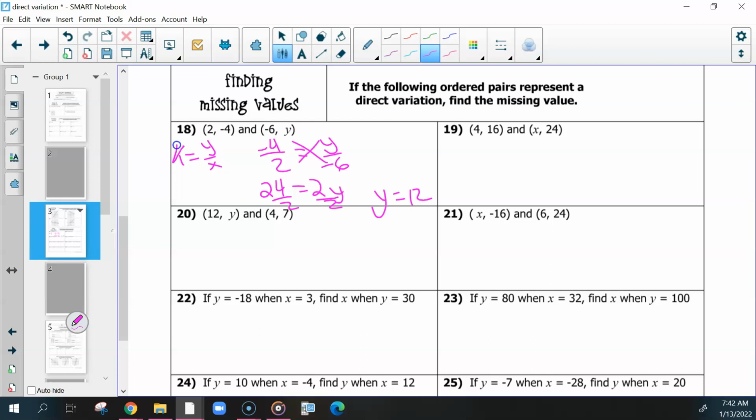The other way you could solve this is to actually find your value of k, write your direct variation equation with your k in it, and then put in the missing variables. It'll kind of look like this, but a little different. Before we do that, does anyone have questions on how we set that up, how we found that?